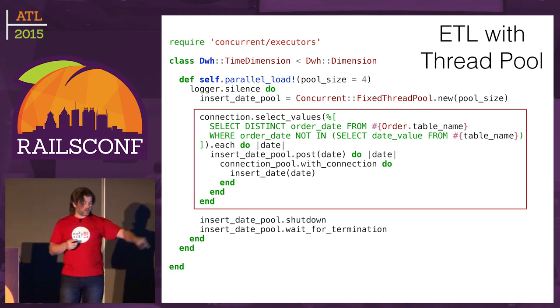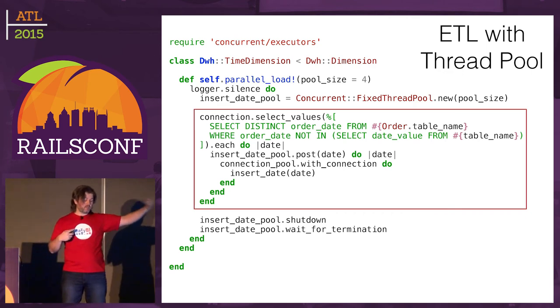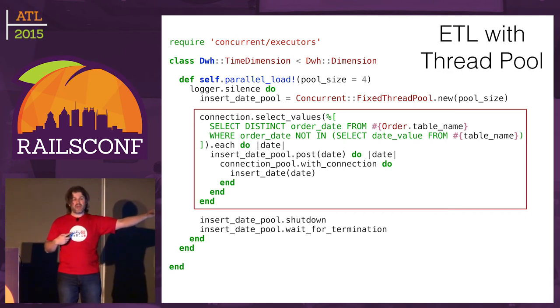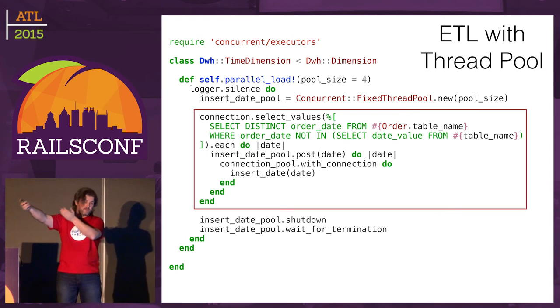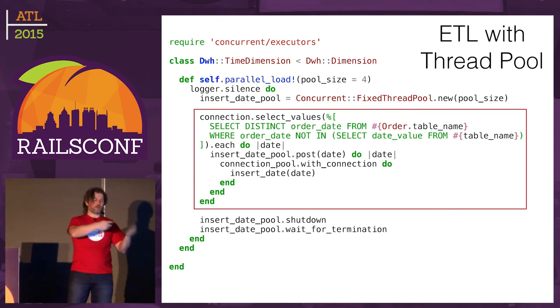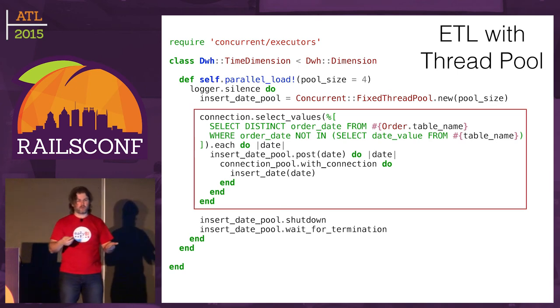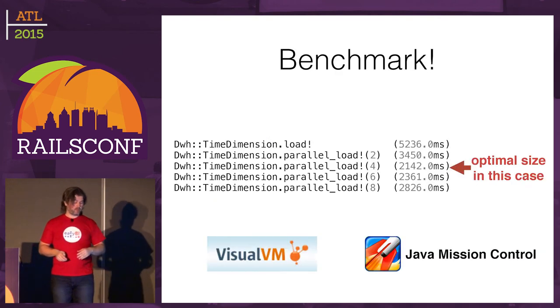But please note also that if you do this in multiple threads, please always explicitly check out a new connection from the ActiveRecord connection pool. Otherwise, it will automatically fetch new database connections in new threads, but if you don't give them back, you'll run out of database connections. And finally, we shut down and wait for termination.